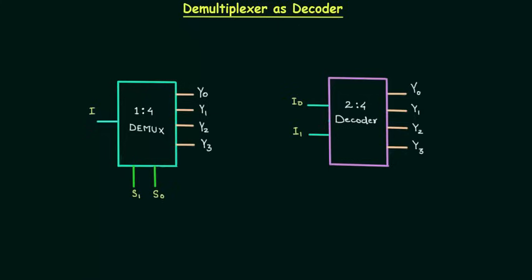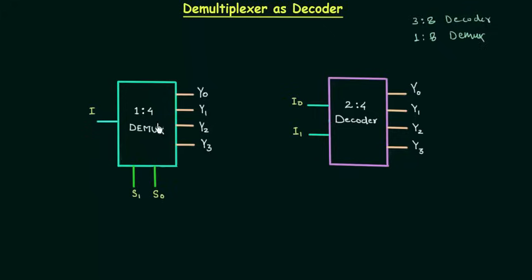In this lecture, we will try to obtain decoder using demultiplexer. It is possible to operate a demux as a decoder. We will first obtain 2:4 decoder using 1:4 demux. We can also obtain 3:8 decoder using 1:8 demux. This will be more clear when we are done with this example.